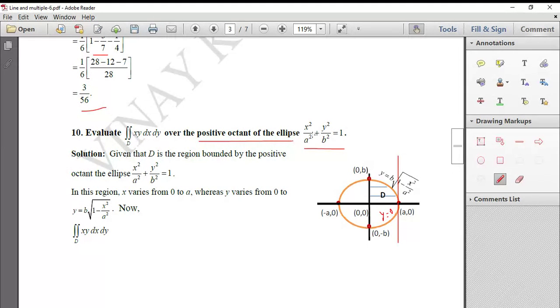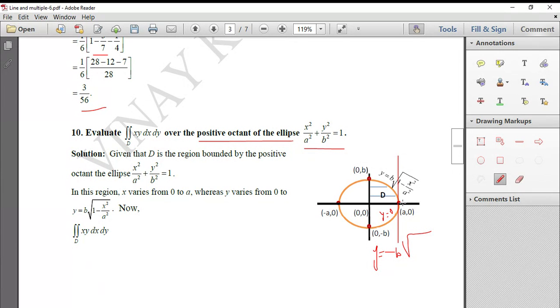y square by b square equals 1, send this to this side. That becomes 1 minus x square by a square. We don't want b square also, so send b square to this side. You'll get y square equal to b square into 1 minus x square by a square. Take square root on both sides. You'll get y equal to plus or minus b into square root of 1 minus x square by a square. But we are considering only the positive side of y. We are not considering the negative side. So we should not consider y equal to minus b into square root of this. We don't want to consider this.